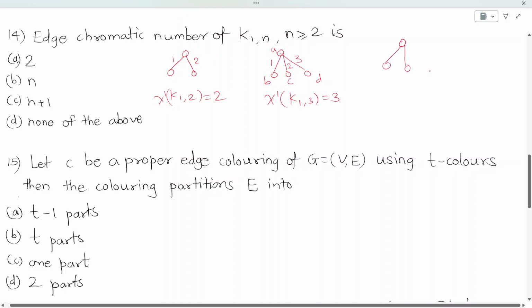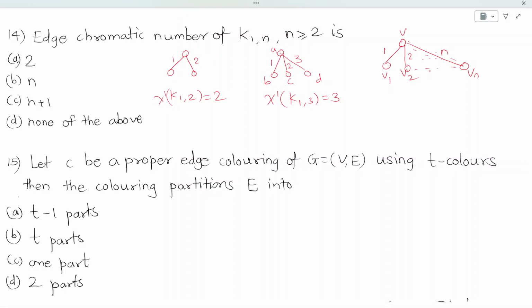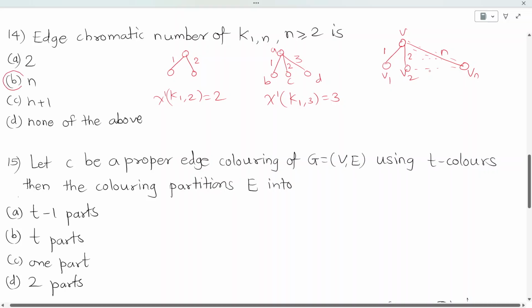Similarly, if you consider K1,n, then we have to use n different colors because all edges, suppose this is v, v1, v2 and so on vn. Edges vv1, vv2 and so on vvn all are adjacent edges. So we have to use n distinct colors for coloring of edges vv1, vv2 and so on vvn. So in general, edge chromatic number of K1,n is n.